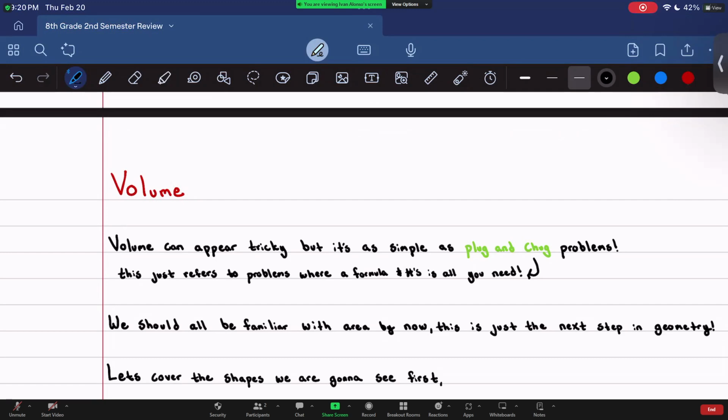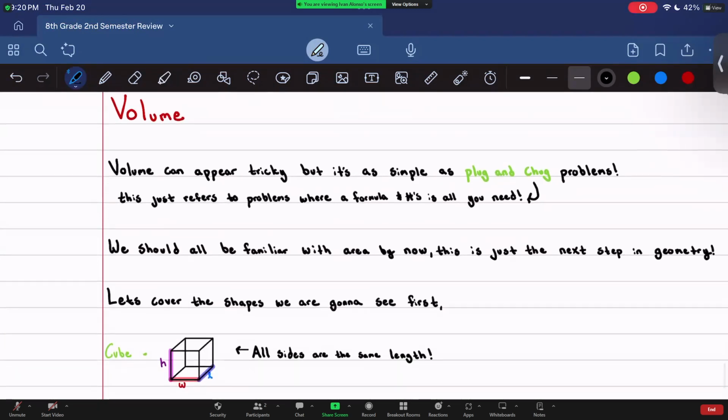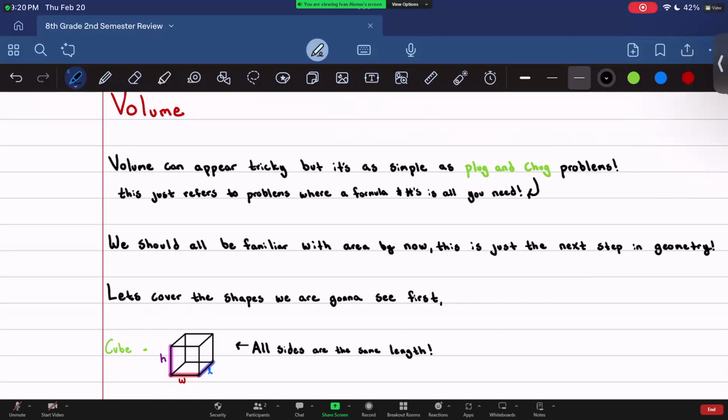So we should be familiar with area. This is just the very next step to it. So we're going to cover the shapes we see first. All right. The very first thing is a cube. All side lengths are the same length for a cube. Okay, so height, width, and length are the same.